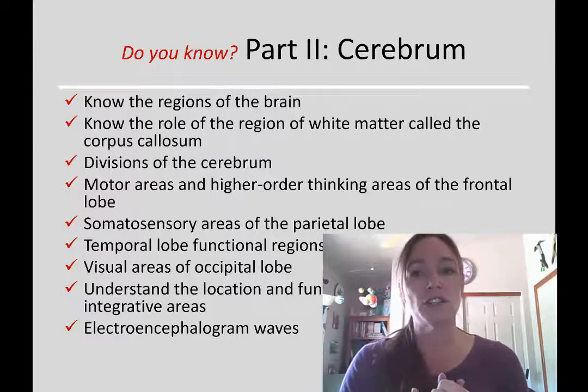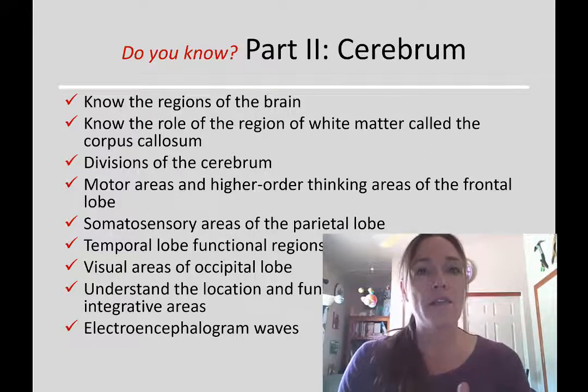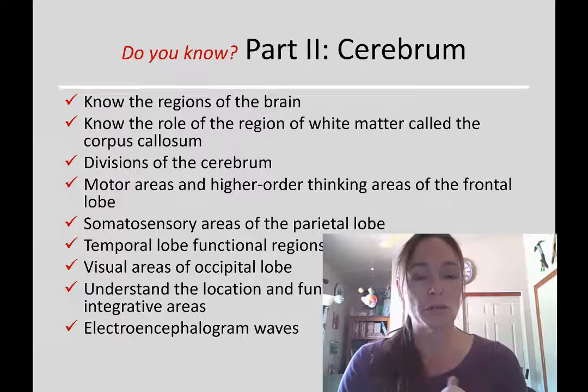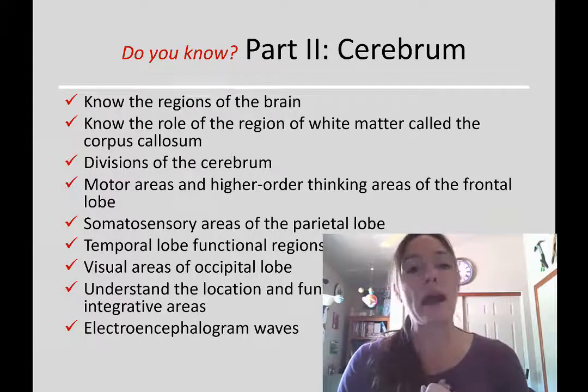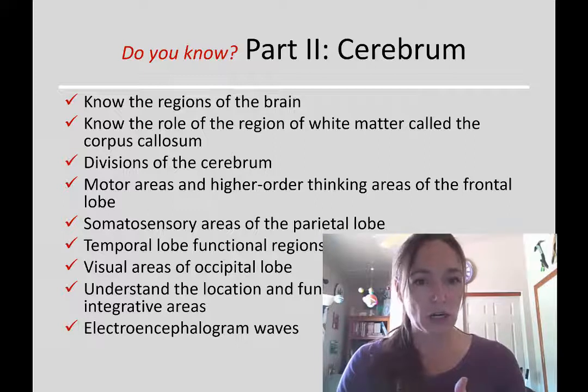The divisions of the cerebrum specifically are the lobes. We have the frontal lobe just behind the forehead, and we have the occipital lobe way on the back side of the brain. We also have the two parietal lobes, which are located on the posterior superior part of the brain. So it's right behind the frontal lobe, but right above the occipital lobe. And then we have two temporal lobes on either side, just underneath the ear.